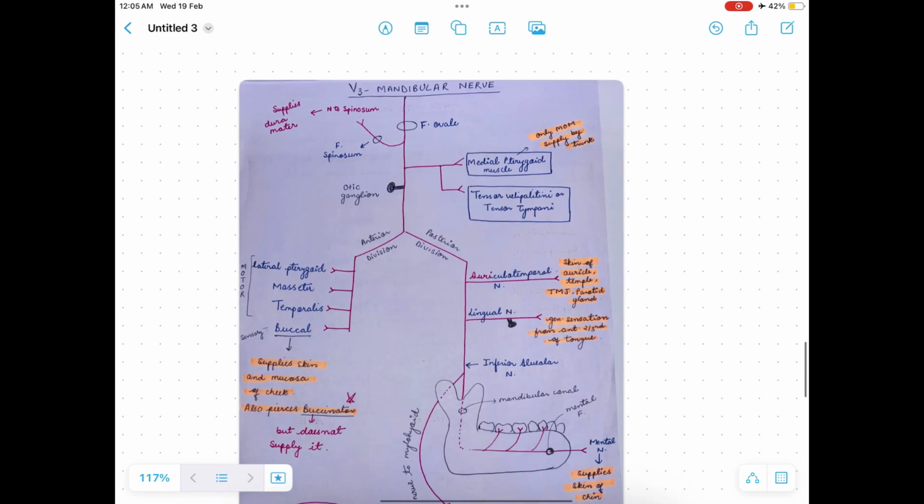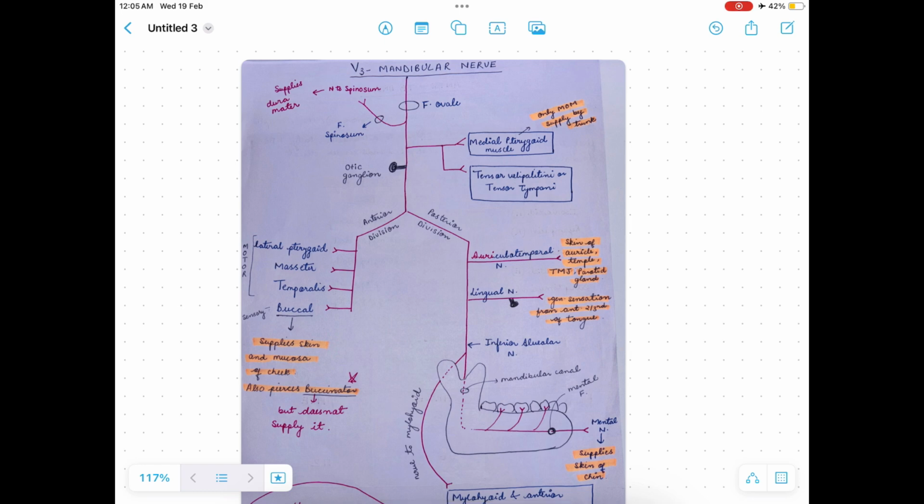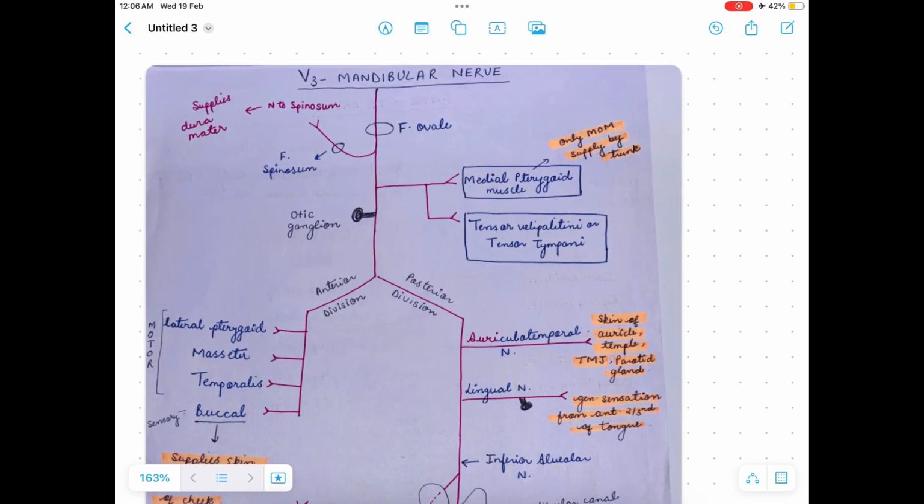Let's get to another very important part of the trigeminal nerve, the mandibular nerve. See students, this is also very important. I am repeating again and again: the entire trigeminal nerve, the fifth cranial nerve, is very important for your professional exams. They ask in viva also, they ask in theory also. So let's study the mandibular nerve.